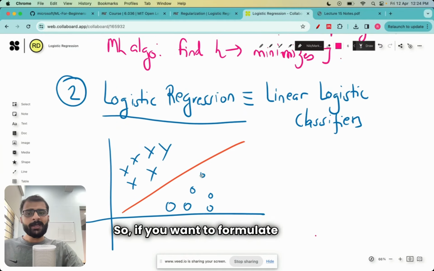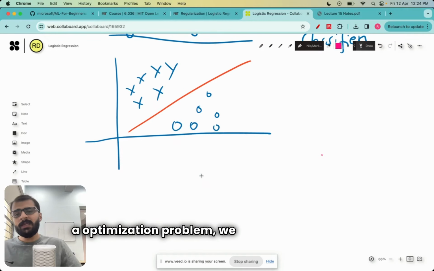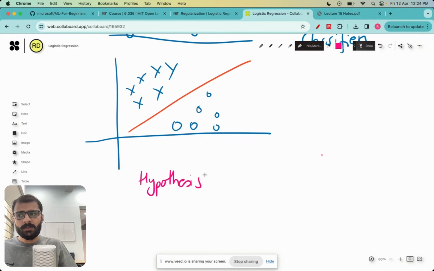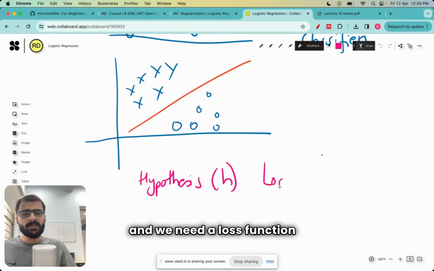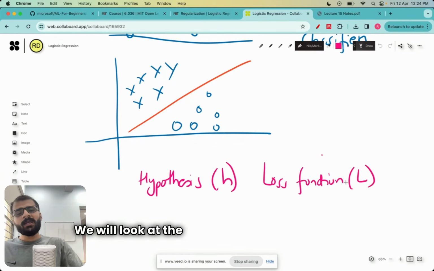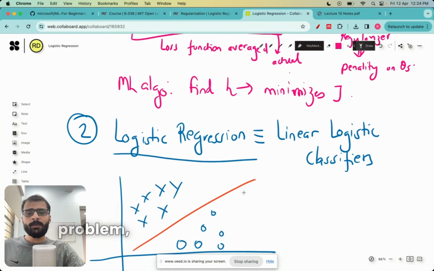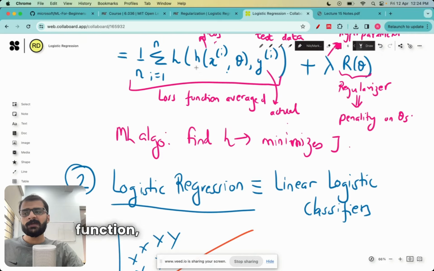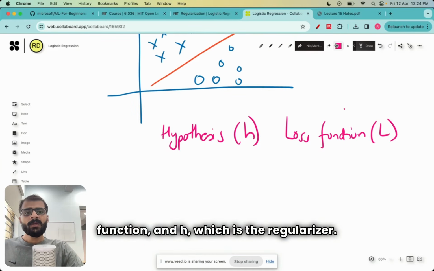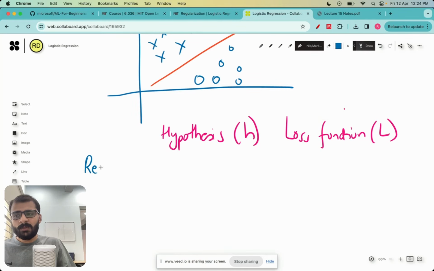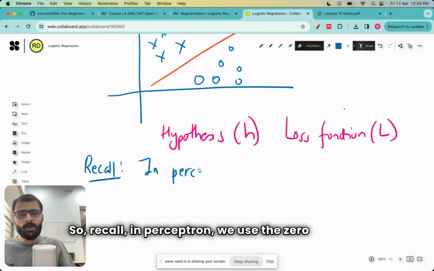So if we want to formulate this as an optimization problem, we need a hypothesis H and we need a loss function L. We will look at the regularization term later. But if we want to formulate this as an optimization problem, we will need L, which is the loss function, and H, which is the regularizer. Let us recall what we used for the loss function in perceptron. So recall, in perceptron we use the 0 1 loss.